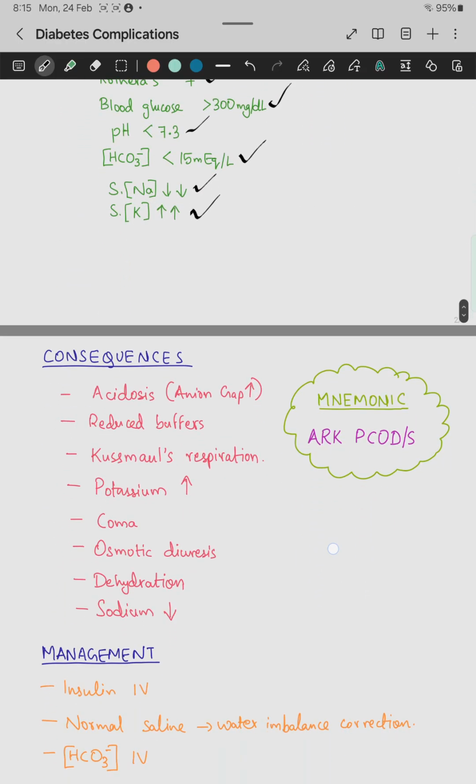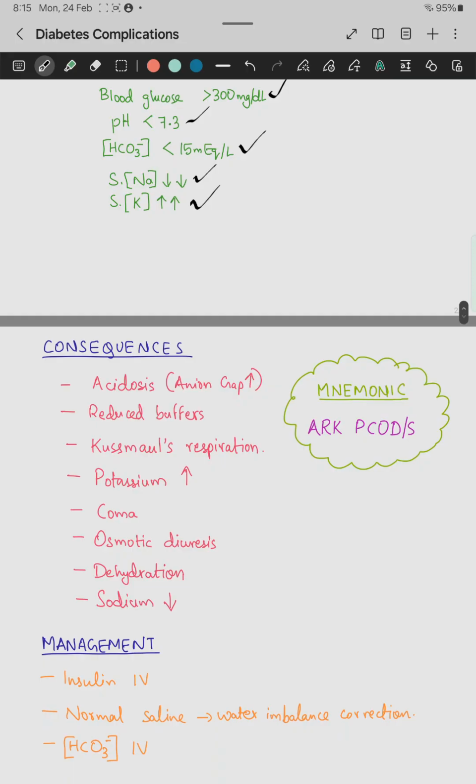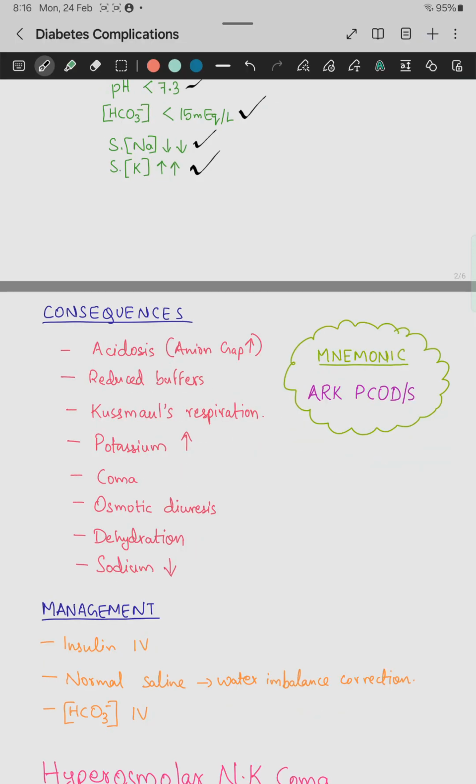Now the consequences of diabetic ketoacidosis are as follows. The consequences are acidosis, that is increased anion gap, reduced buffer, Kussmaul's respiration. Kussmaul's respiration is a typical kind of respiration which is done by our body to counteract the acidosis that is occurring in our body. So increased ventilation is seen in Kussmaul's respiration, and increase of potassium concentration in our body.